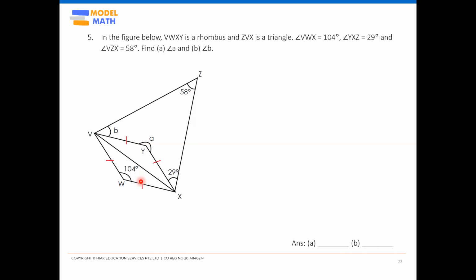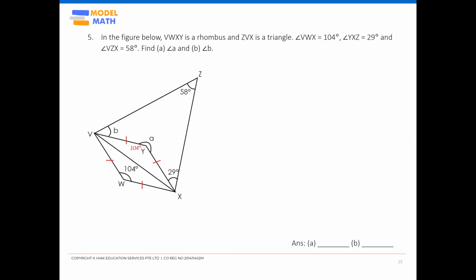Currently this 104 degrees will be helpful because in a rhombus, these two opposite angles have to be the same. So if this is 104 degrees, angle VYX will also be 104 degrees. So you can annotate it down in your diagram. With that, it's quite obvious really. Now I can go on to find angle A.